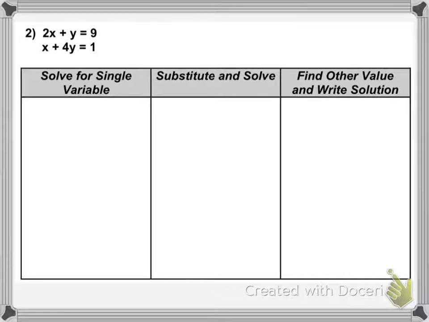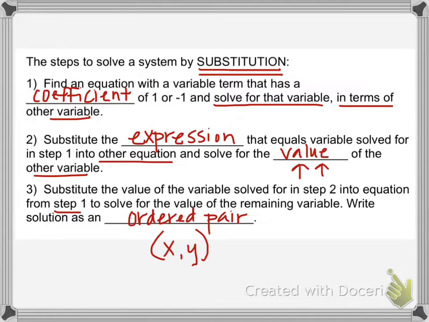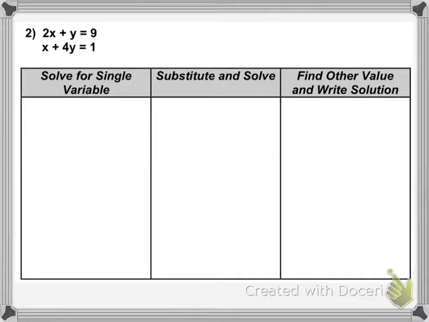So step 1 is to solve for a single variable. We're going to look for a variable term that has a coefficient of 1 or negative 1. So if I look at my variables, the y in the first equation has a coefficient of 1, and the x in the second equation has a coefficient of 1. I could really start with either of these equations. I'm just going to start with the second equation. So I've got x plus 4y equals 1. If you wanted to start with the other equation, you totally could.